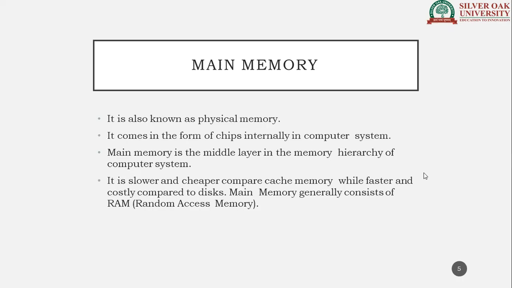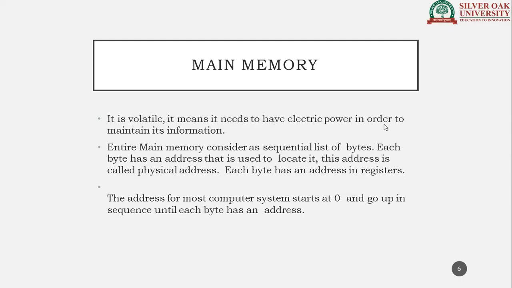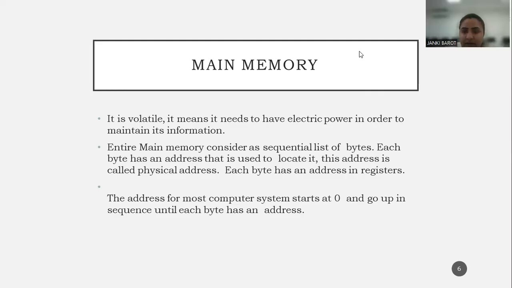Main memory generally consists of random access memory. Now, it is volatile. What is volatile? It means that it needs electric power in order to maintain its information. The entire main memory is considered as a sequential list of bytes. Each byte has an address that is used to locate it. This address is called the physical address. It means physical memory will have a physical address, right? The addresses for most computer systems start from 0 up to its sequential byte size, right?